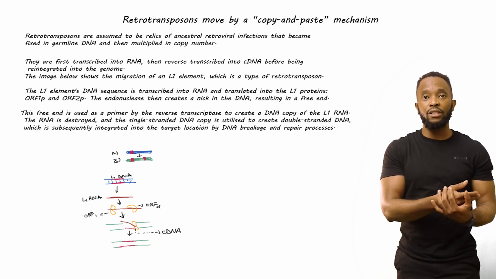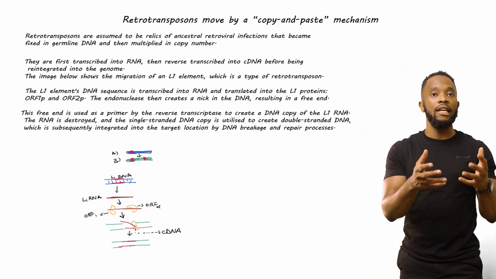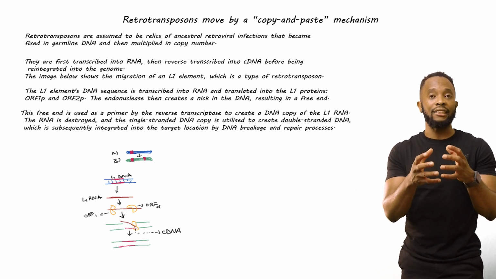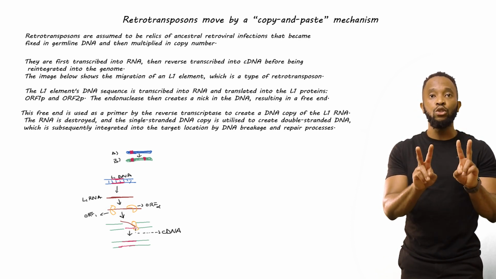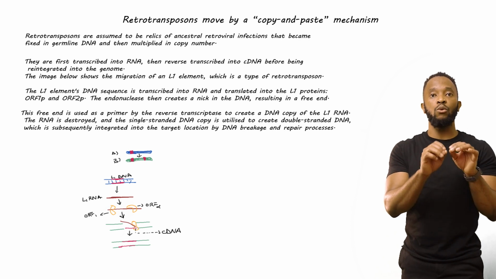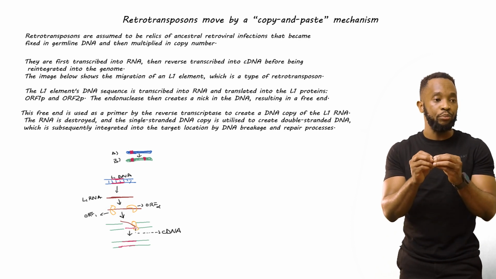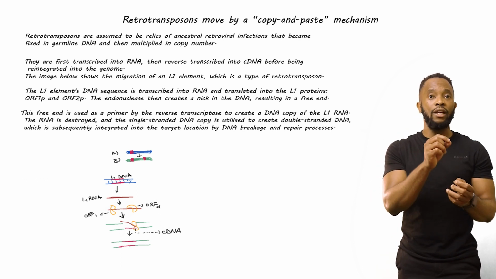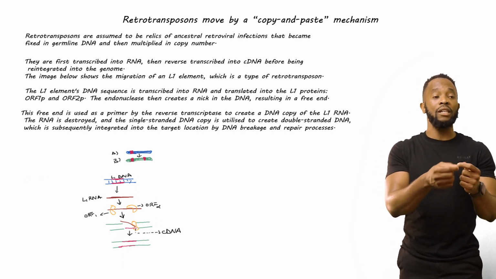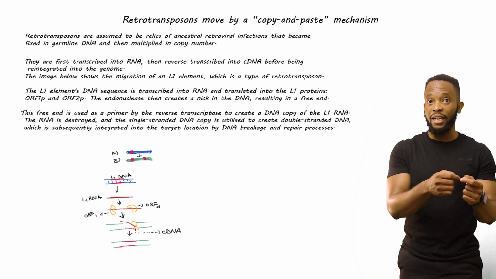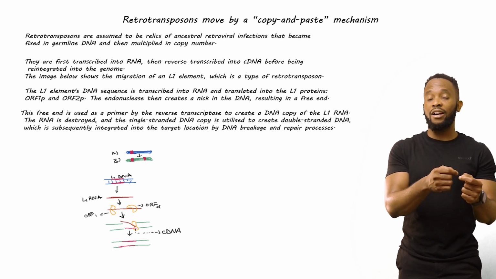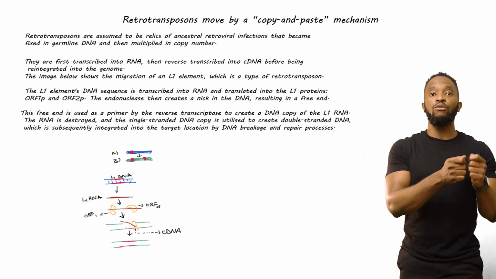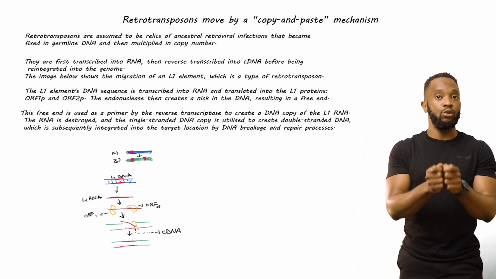The example that we're presenting here is the L1 element, which is a retrotransposon. It performs this activity with the help of two proteins, ORF1P and ORF2P. From this picture, as you're going to see, the L1 element, the DNA, is going to become first an L1 RNA, and this L1 RNA is going to actually produce those two proteins, ORF1P and ORF2P.